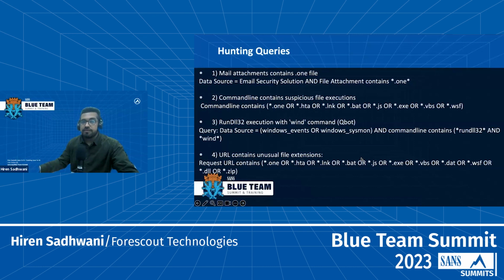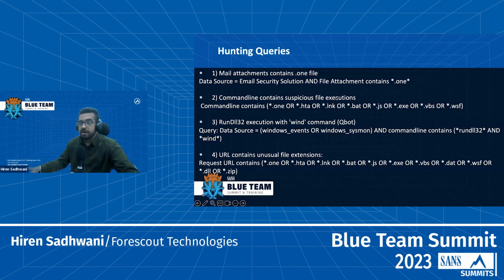Here comes the part of the hunting queries. You can modify these queries based on your SIEM or any security solution. These are some generalized formats. The first is where the email attachments contain .one. So your data source should be the email security solution, and the file attachment contains a .one file, right?